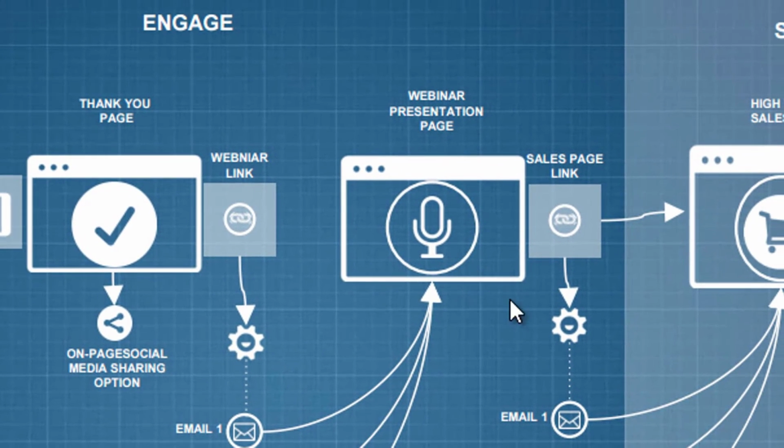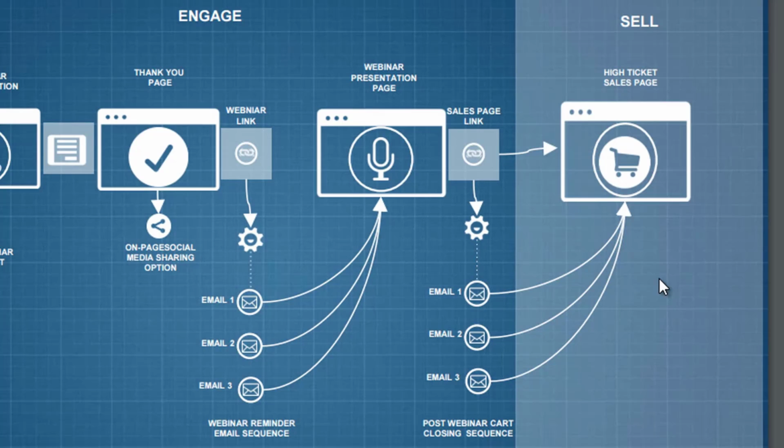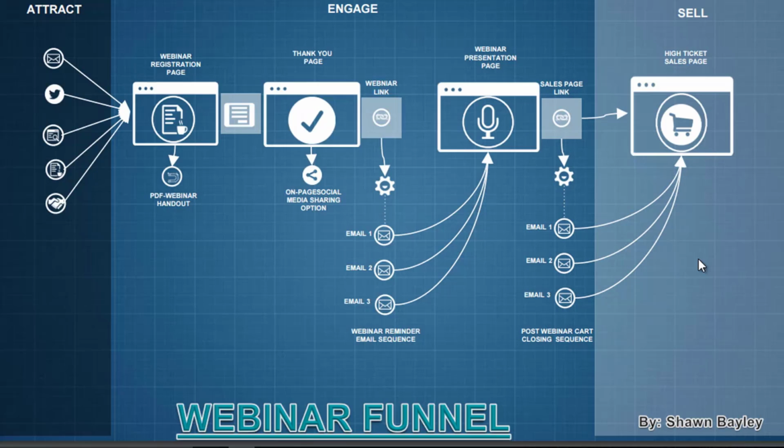On the webinar, I'm going to have a presentation. At the end, there'll be a link to some type of offer. So if they go and buy, they're going to get a buyer's email sequence. And if they don't buy, there's going to be a follow-up email campaign to basically tell them that the cart is closing and to go and take advantage of this offer. So there you go. That's a look into a whole bunch of different ways to use marketing automation.